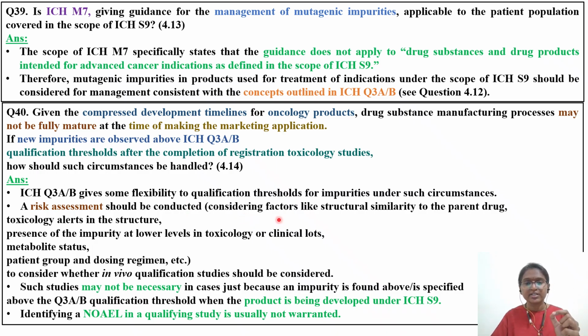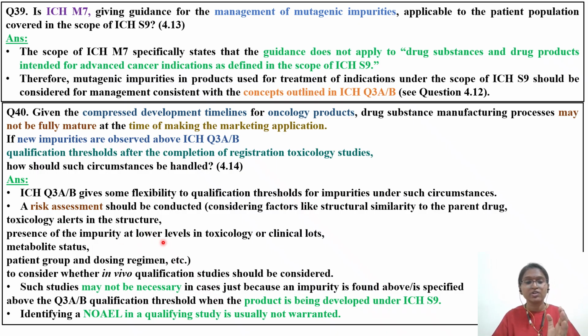Okay, considering factors like structural similarity to the parent drug. Now you have identified a certain impurity, try to compare it with the parent API. Is there any similarity with this API? Then you can go back to the previous table we have seen, and based on that you can do. Next, toxicology alerts in the case of structure. So for whatever impurity you have identified, are there any special groups, special motifs like a CO group or CHO group or ketone group or something like that, which is responsible for causing toxicity? If we are able to identify that toxicology motif, that functional group, then next step we can take.